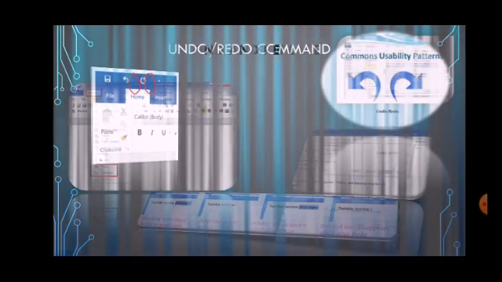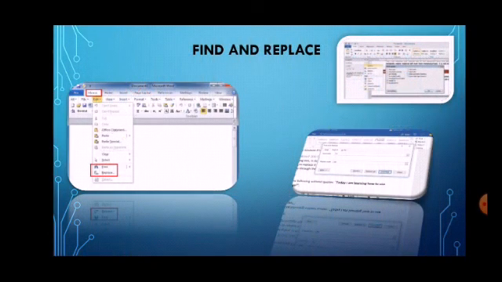Next we will talk about find and replace. Suppose we have created a large document of 100 pages and we want to find the word Bombay. We can use the find option to find where it occurs in the document. So you have to click the Home tab, then click the Find option from the editing group. The Find and Replace dialog box opens.